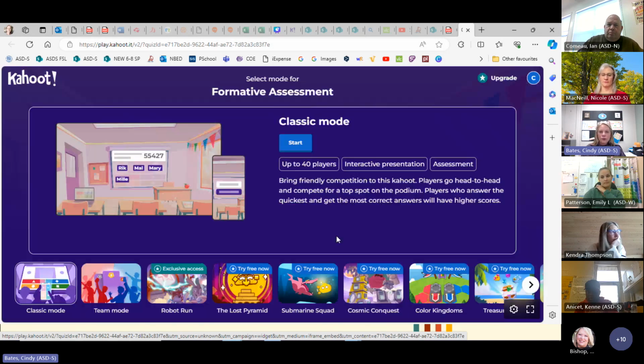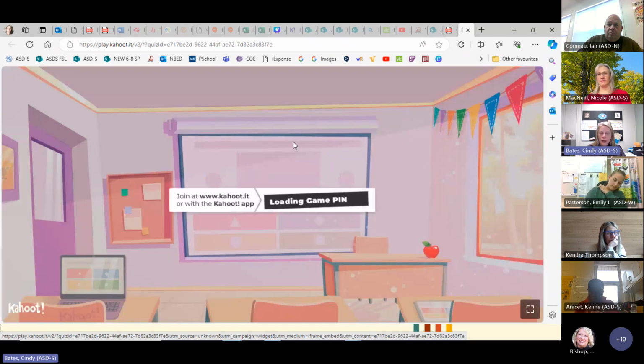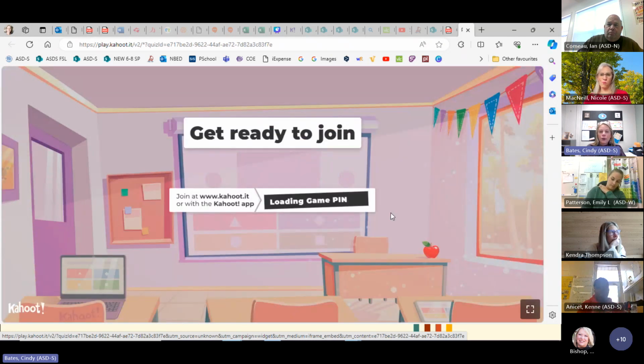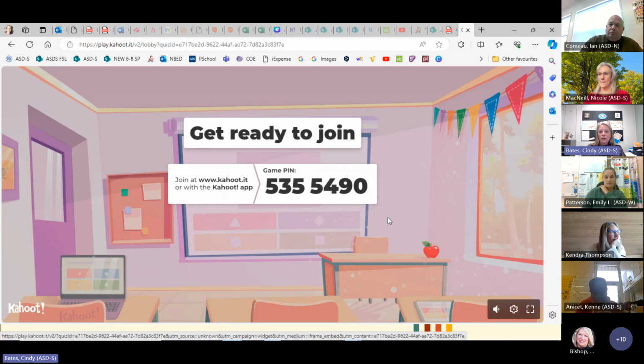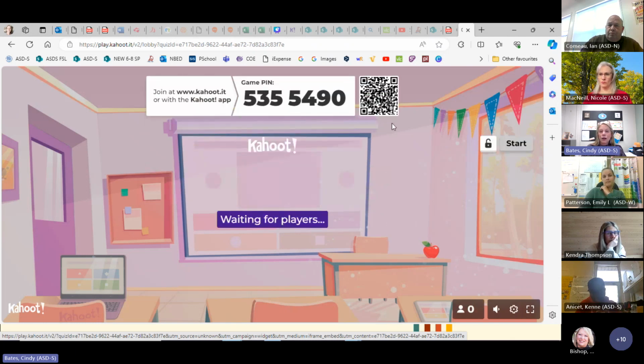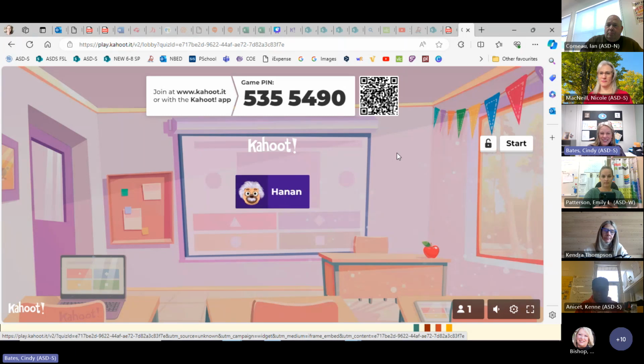If you haven't used Kahoot before, it's great. It's a lot of fun. You do need devices to do it, is the only thing. It's going to load a game pin, but if you scan this QR code, it's actually much quicker because it'll take you right to the app. You put your name in and register. And there's Hanan. Good stuff. Once we have a few people in there, we'll get started.